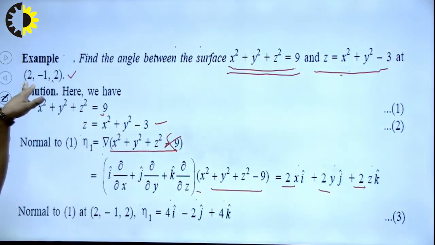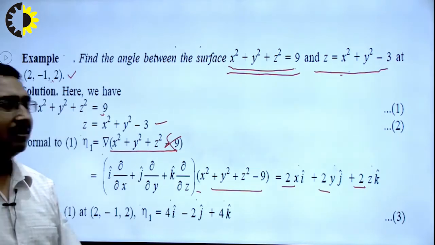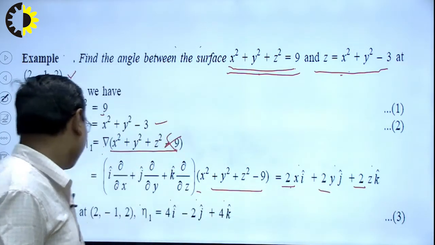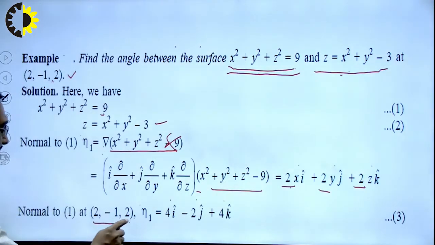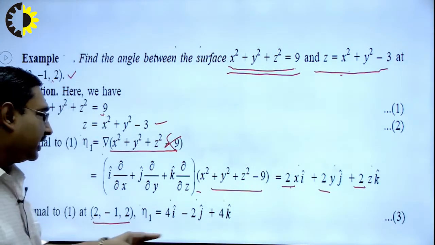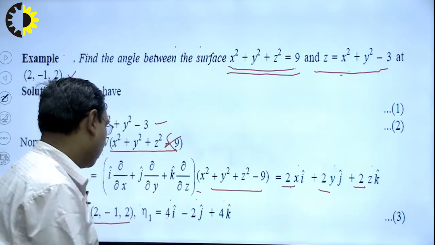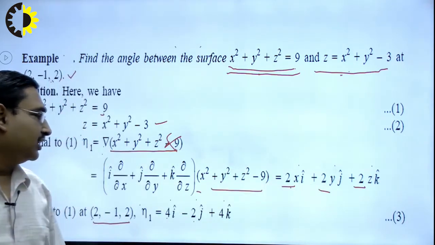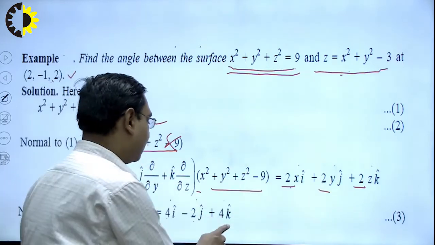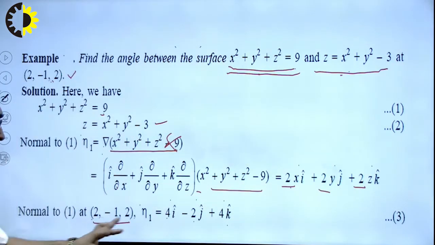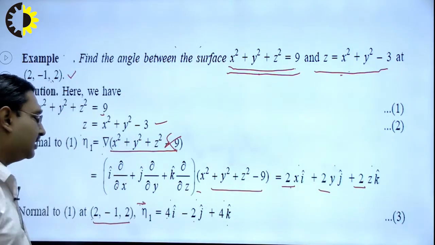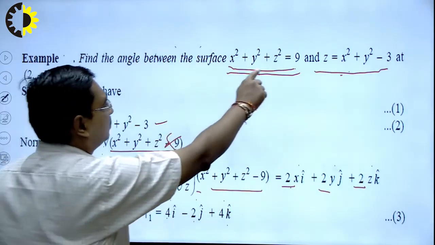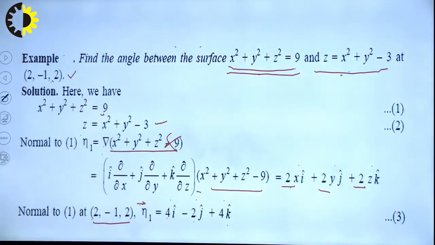Because we are to find the angle at this point, I shall replace x, y and z by the point 2, minus 1, 2. Putting x equal to 2, it becomes 4i. Putting y equal to minus 1, it becomes minus 2j, and similarly the third term becomes 4k. This vector n1 is the normal vector to this surface x square plus y square plus z square equals 9.